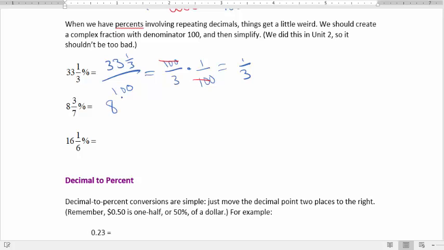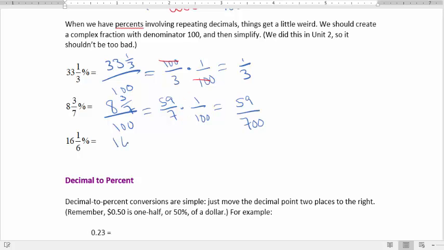And then we could do a similar thing with the other ones. 8 and 3/7 percent, it's going to be 8 and 3/7 over 100. So then this is 59/7 times 1/100th. The difference here, this isn't going to reduce at all, right? There's nothing going to simplify. 59 won't go into 100 at all. So this is just going to be 59 over 700. So there's nothing nice that happens with that one. That's just 59/700ths, right? You just do your brute force multiplication.